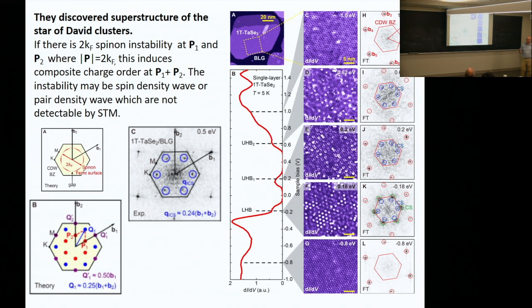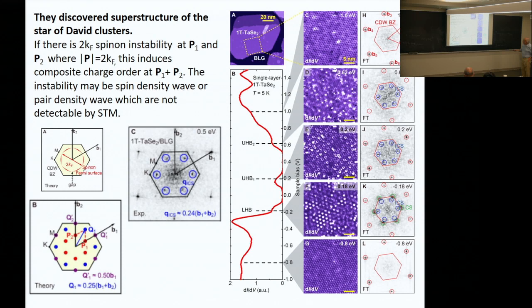But the Fermi surface is prone to having a 2kF instability. Let's assume that there's a 2kF instability in the direction P1 and P2, okay? Now, when you have that, then it can induce a composite order, which is a charge order, at the vector sum of P1 and P2. So the picture is like this.